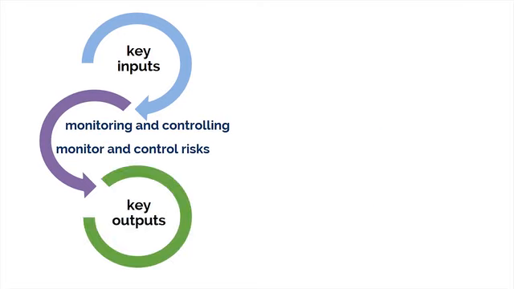The outputs for the control risks process are as follows. Work performance information. This will be useful as we need information about the work that's been performed on the project so far so we can use it to communicate with team members and support decisions we make about the project.